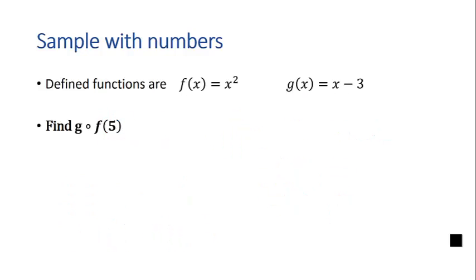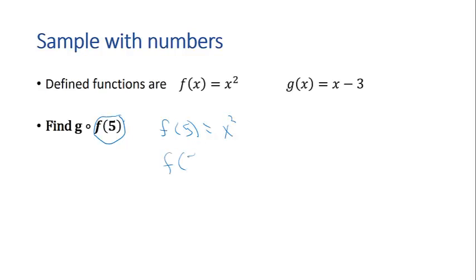So let's continue that sample with numbers. We'll use the same two defined functions, but this time we're going to do g of f of 5. So again, we want to start on the right. We're going to start by focusing in on the f of 5 function. So I'm going to start with f of x equals x squared. So f of x, or f of 5 in this example, is equal to x squared.